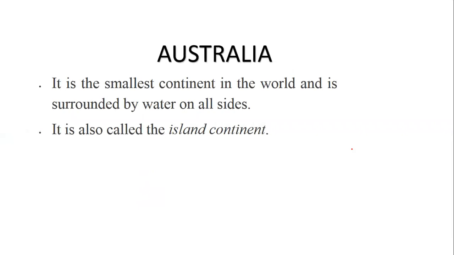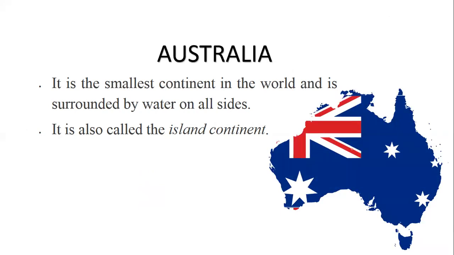Australia. It is the smallest continent in the world and is surrounded by water on all sides. It is also called the island continent. This is the map of Australia.